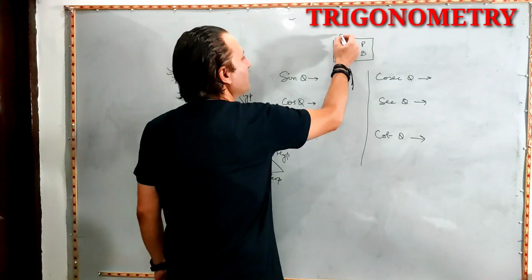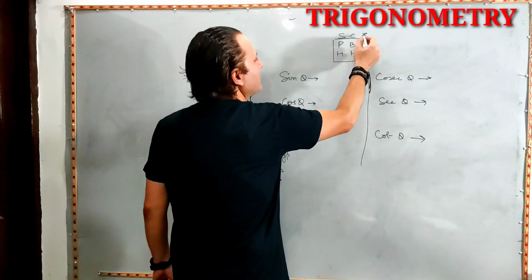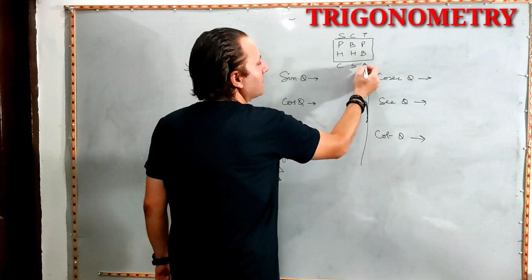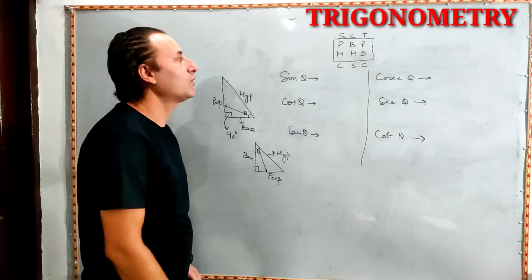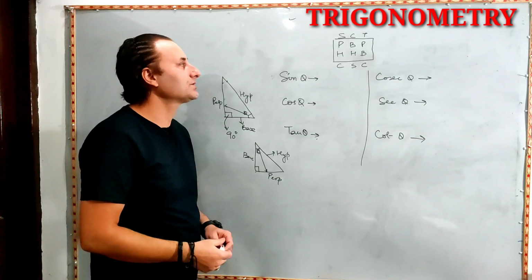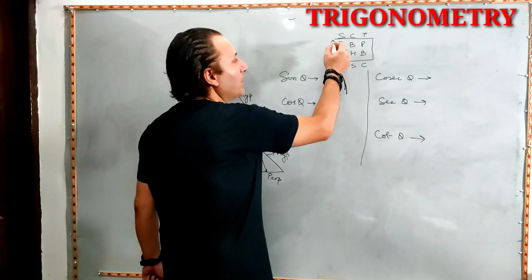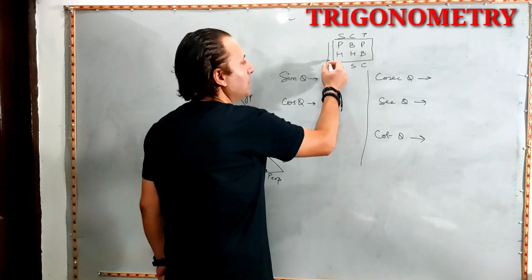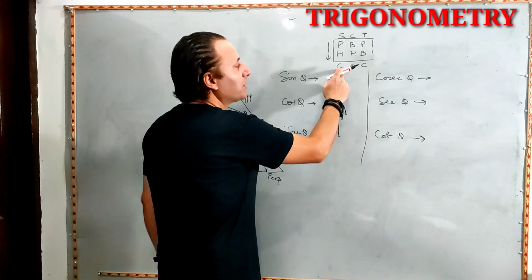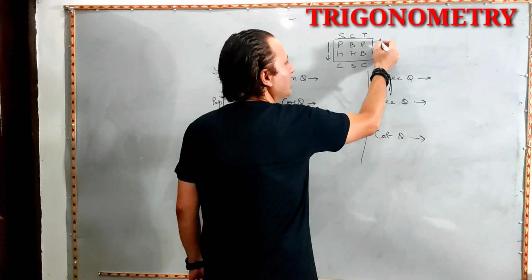And then I'm putting a few more things, S, C, T, C, S, C. So what are these? Sine, cos, tan, cosec, sec, and cot. When we are talking about these three, sine, cos, tan, we look down. And when we are talking about cosec, sec, and cot, we look up.